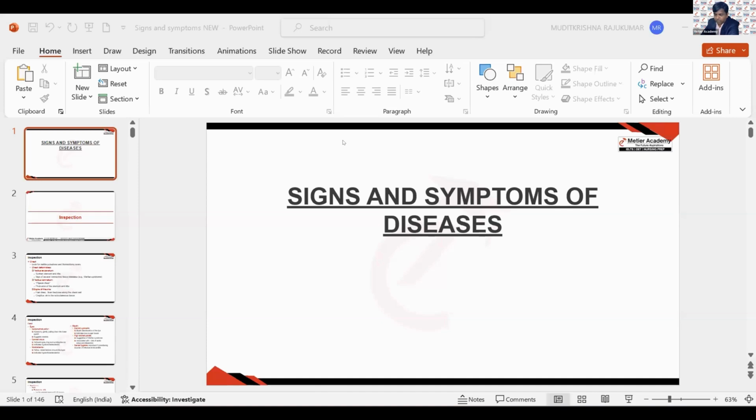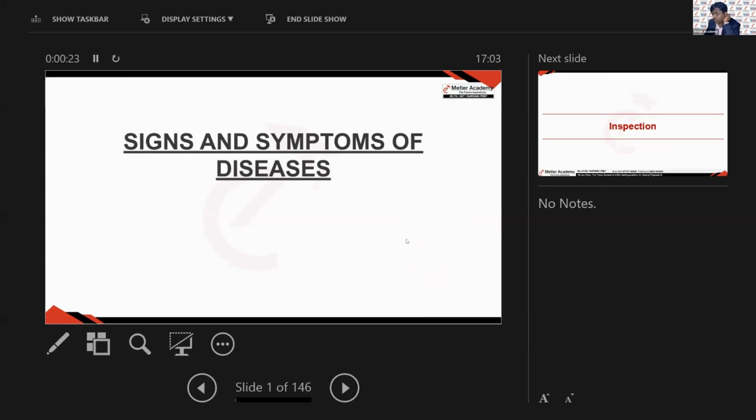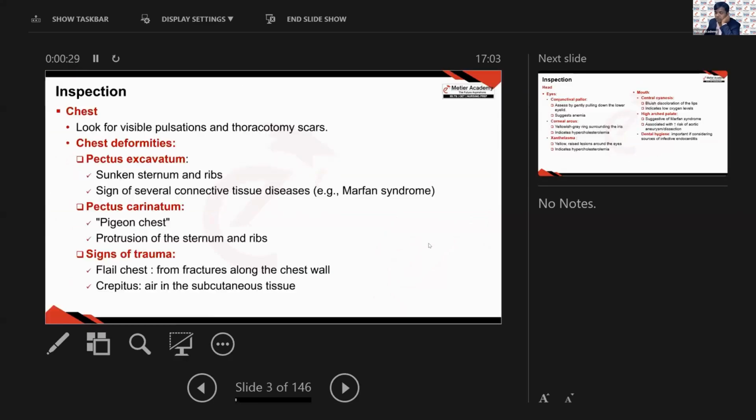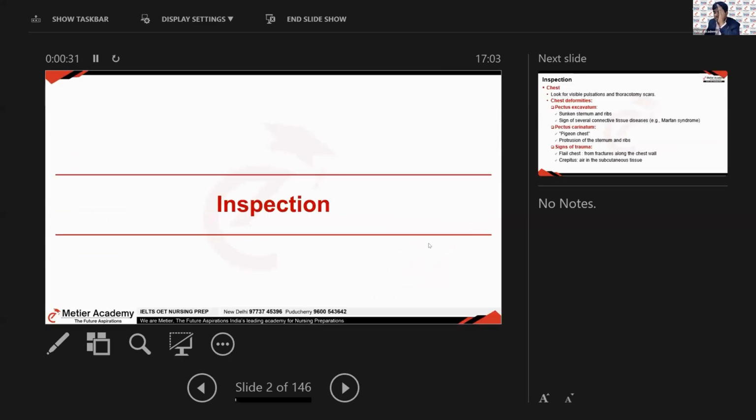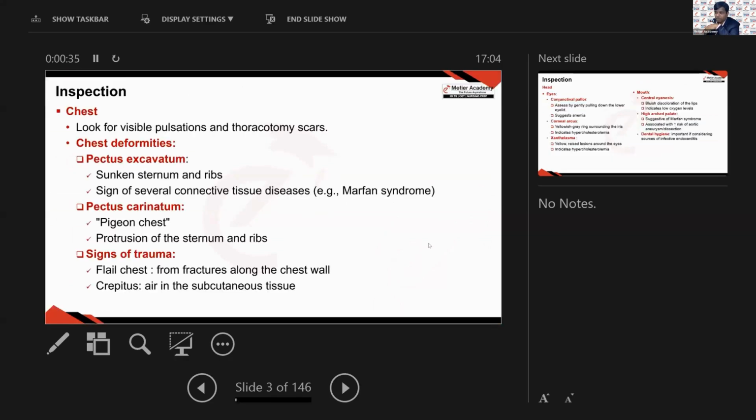Okay, so let us start with this. Before going for signs and symptoms of diseases, especially cardio, I'm discussing cardio today. Cardio signs and symptoms assessment. I'm focusing initially on the assessment, then signs and symptoms. This time, I brought you illustration images so that when you see them, you won't forget.